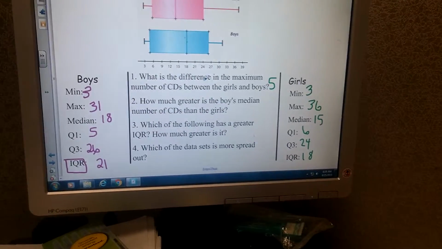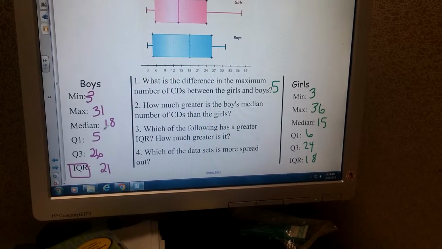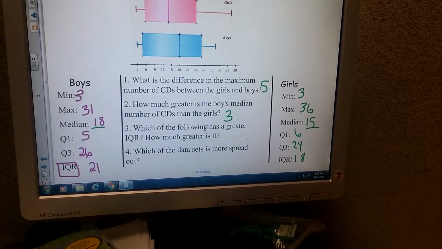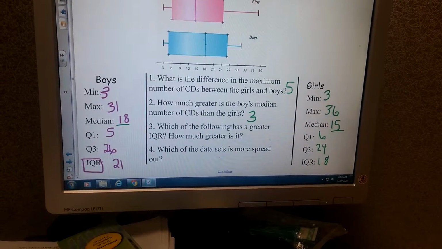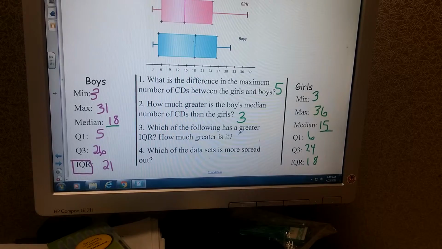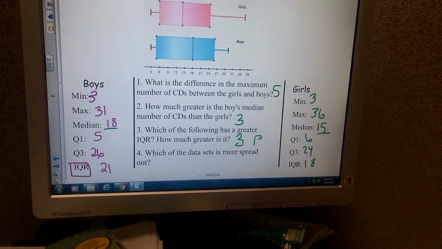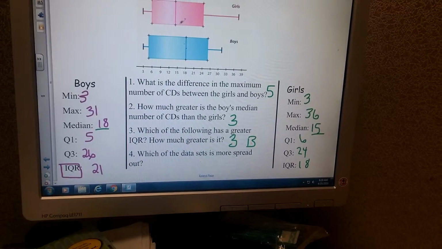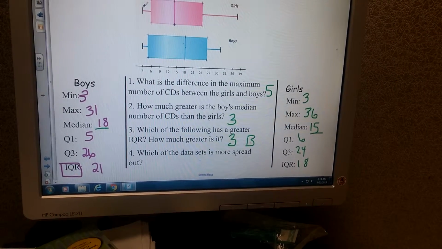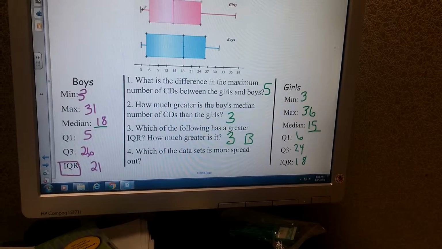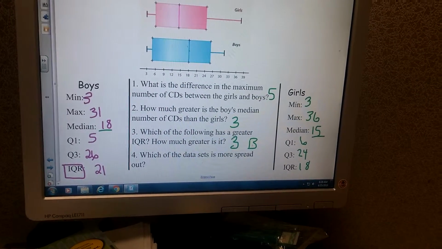How much greater is the boys' median than the girls'? The boys' median is 18, the girls' median is 15. It's a difference of 3. Which of the following has a greater interquartile range? Well, boys' interquartile range is 21, girls is 18, the boys is more by 3. And which of the data is more spaced out or spread out? That's just kind of a visual thing, and you can see that the girls have a much wider difference in the number of CDs owned than the boys.